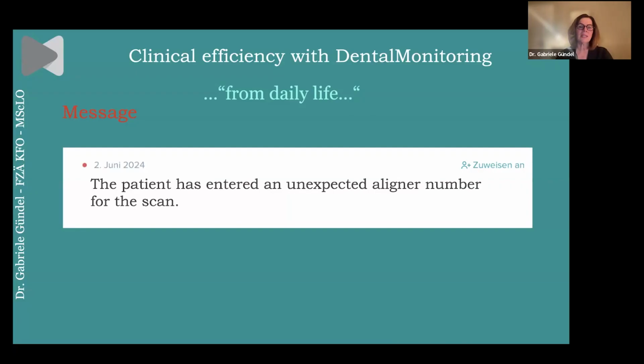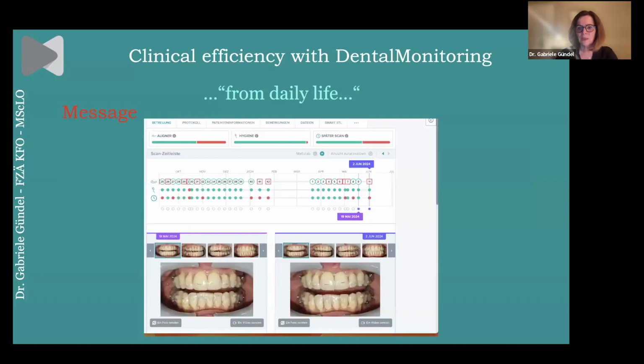Another example from my daily life. So a message, not from the patient, but a message from dental monitoring from the 2nd of June, 2024. So the patient has entered an unexpected aligner number for the scan. This is what the patient maybe does not recognize. And we are maybe wondering 3 or 4 weeks later, why are the aligners not fitting really good?